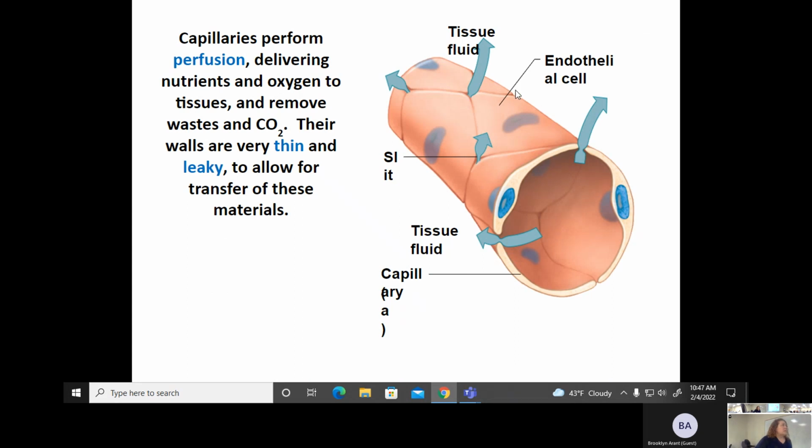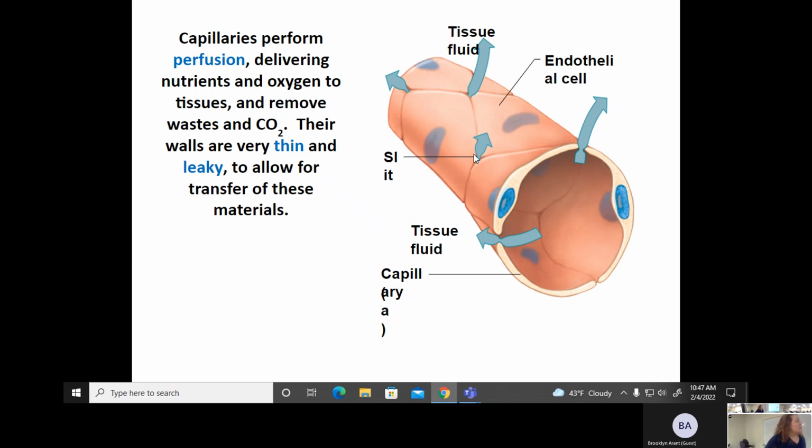Also, capillary endothelium is not always tightly connected together, and there are little slits or openings between the cells. It's not an accident, they're that way on purpose. So capillary walls are really thin and leaky, so that we can get transfer back and forth of wastes, nutrients, oxygen, and CO2. That's called perfusion. Perfusion is like delivery, or the exchange of materials.